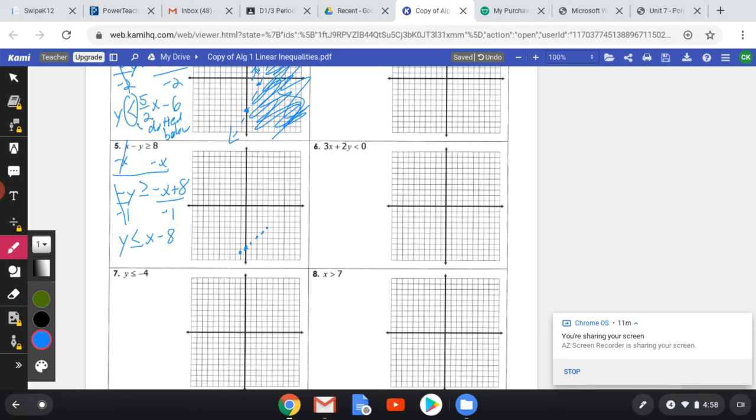And then you have to look at the inequality symbol again. This time it has a line underneath it. So because it has a line underneath it, it's going to be a solid line. So this time I'm going to draw a solid line. Hopefully yours will be better than that. And this one again is a less than symbol, so it's shaded below.